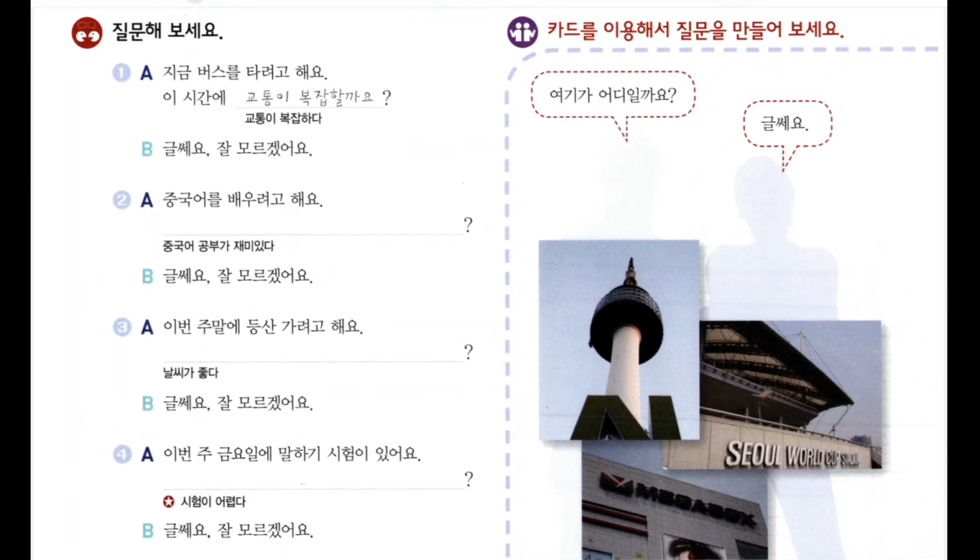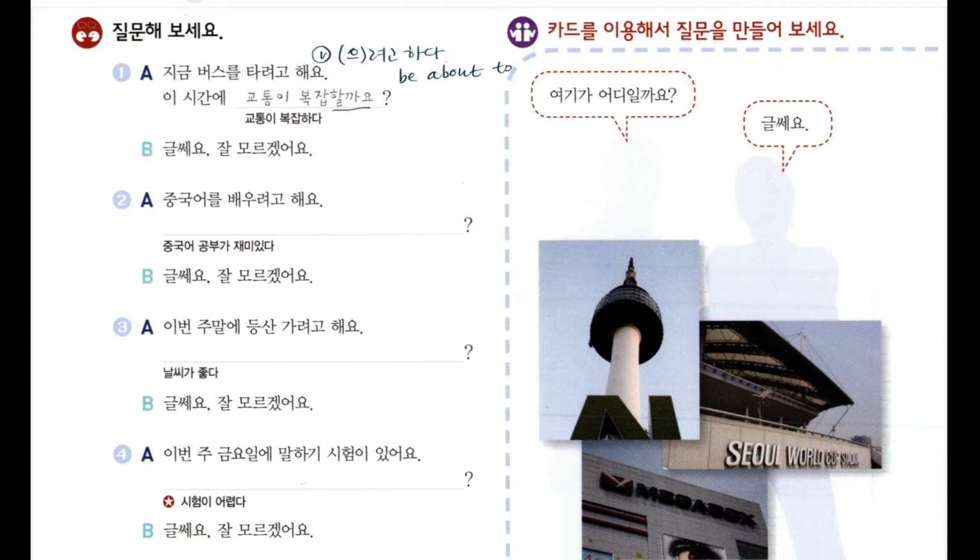1번. 지금 버스를 타려고 해요. I'm about to take the bus. 으려고 하다 has some different interpretations, but here it's better to say be about to. 지금 버스를 타려고 해요. 이 시간에 교통이 복잡할까요? Do you think there will be a traffic jam this hour? 글쎄요, 잘 모르겠어요. Well, I don't know.